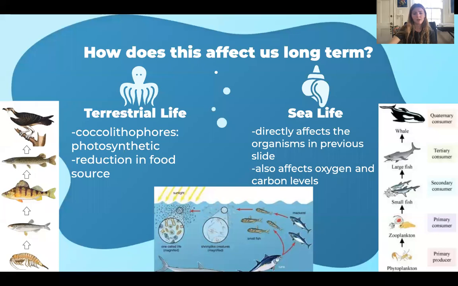And this affects us in the long term because our sea life, not only do we rely on it for fish and eating fish as food and as a protein source, they also affect terrestrial ecosystems. You can see the bird who eats marine life in the diagram on the left, as well as affecting the photosynthesis of phytoplankton, which we rely on for oxygen.